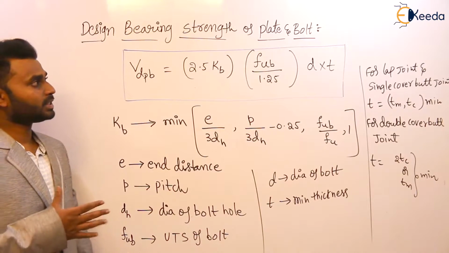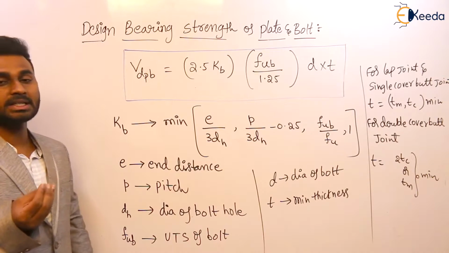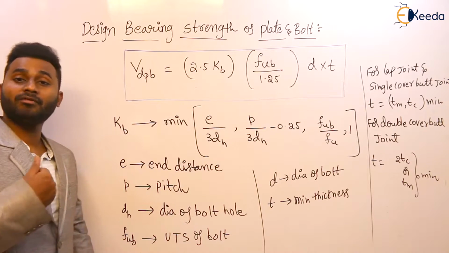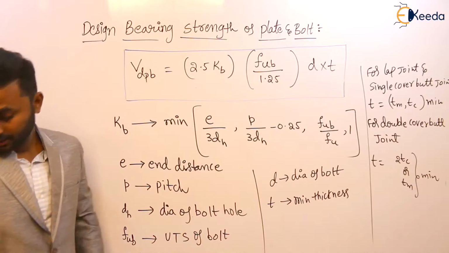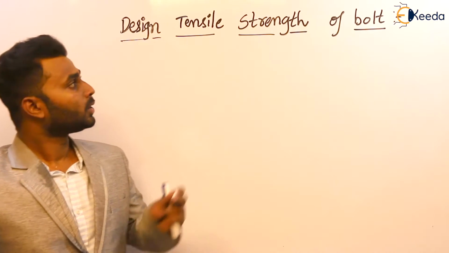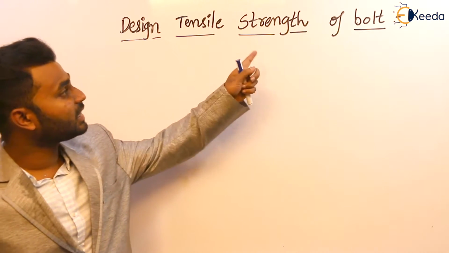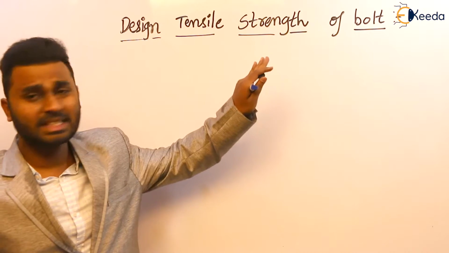So far we have discussed the design shear strength of a bolt and the design bearing strength of a plate and bolt. The next is the design tensile strength of a bolt. See, this is an exceptional case.